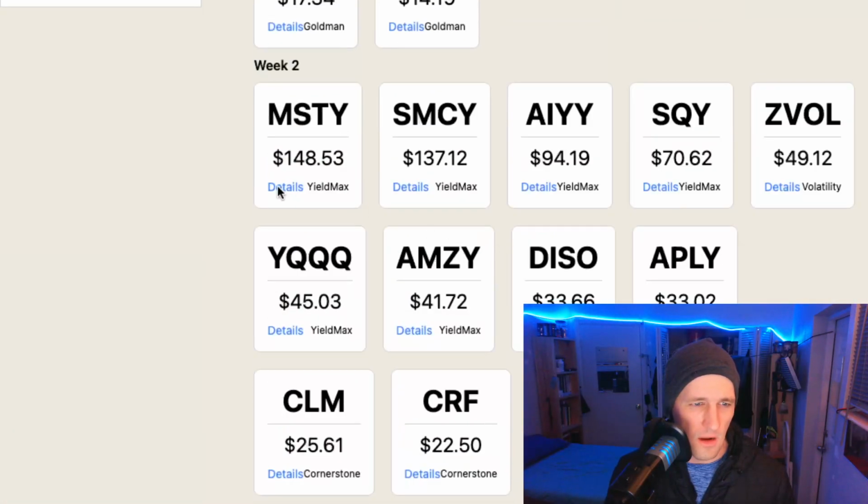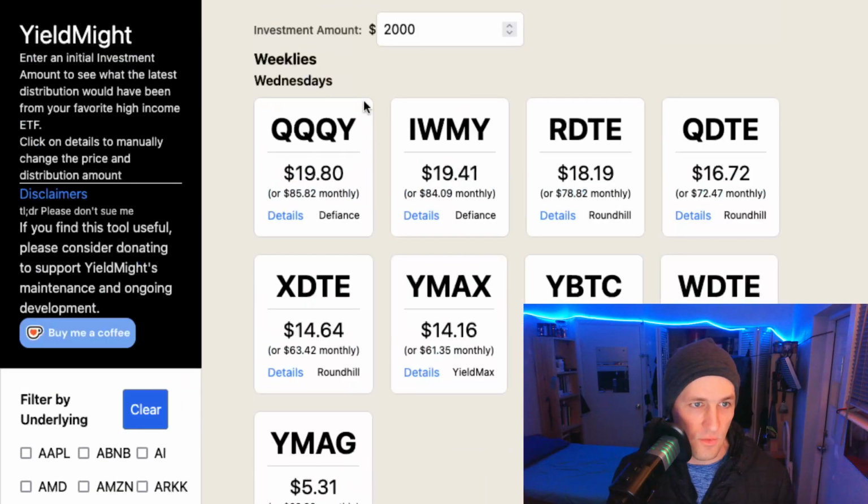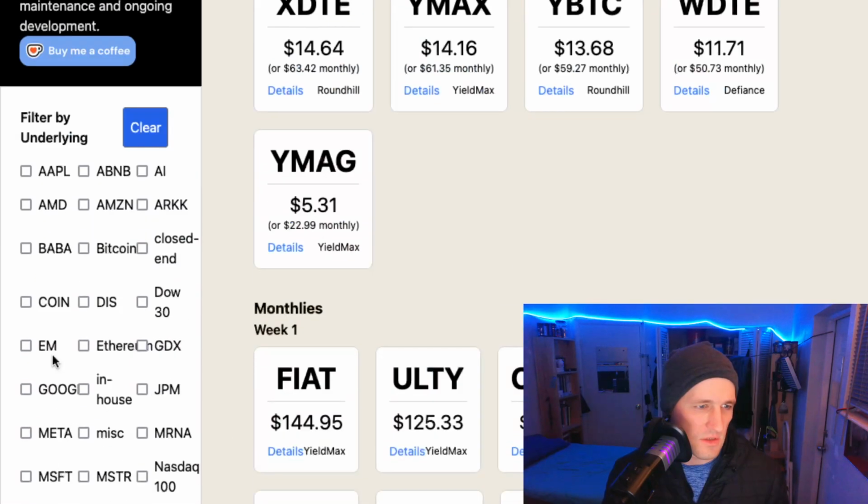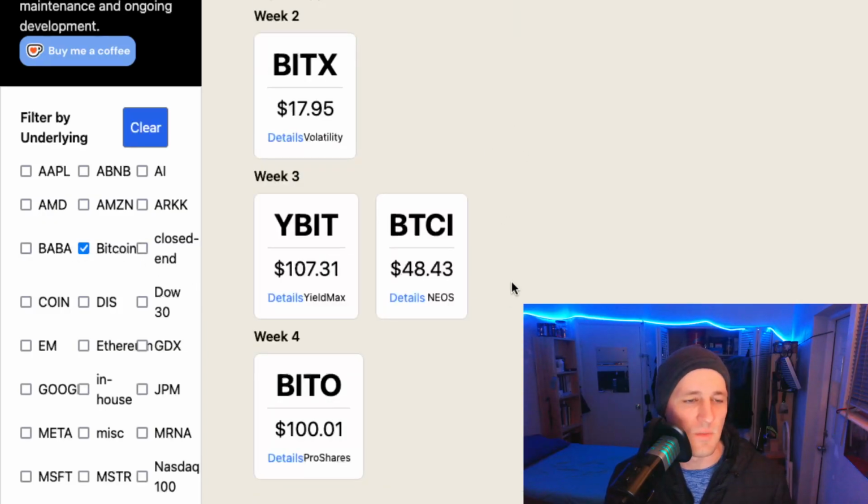Now, the cool one obviously is MSTY. So for $2,000 in MSTY, on average, based on previous returns, you're probably going to get about $148.53. Let's do Bitcoin really quick, just as an overview, because it has a bunch of different funds.